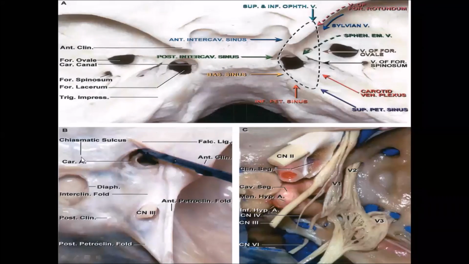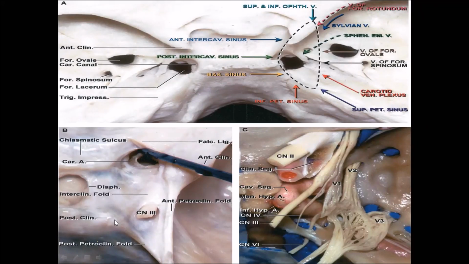So now the dural reflections are being placed over the bone. Now the dural reflections are placed. What you see is the anterior petroclinoid fold. This is the dural reflection between the anterior clinoid process and the petrous apex. Okay, that is called the anterior petroclinoid fold.